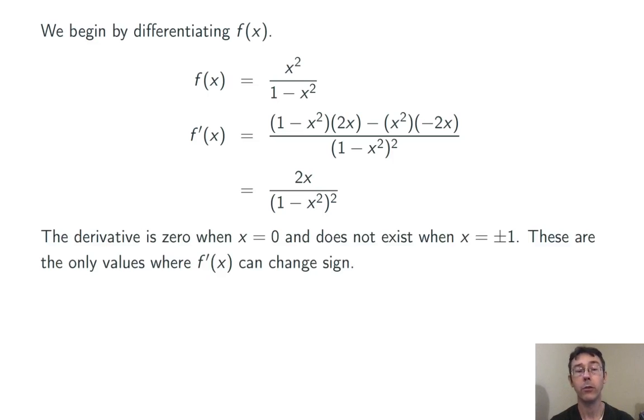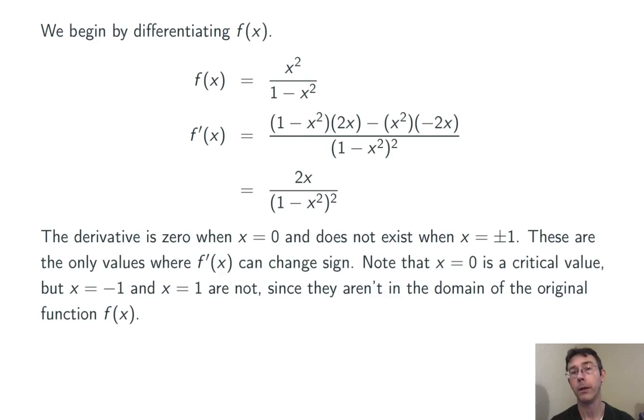The derivative is 0 when x is 0. That's going to be a critical value. And the derivative does not exist when x is plus or minus 1. Those are the three values where f prime can change sign. Notice, by the way, that negative 1 and 1 are not actually critical values. Although f prime does not exist at 1 or negative 1, the original function f of x isn't defined at those values.